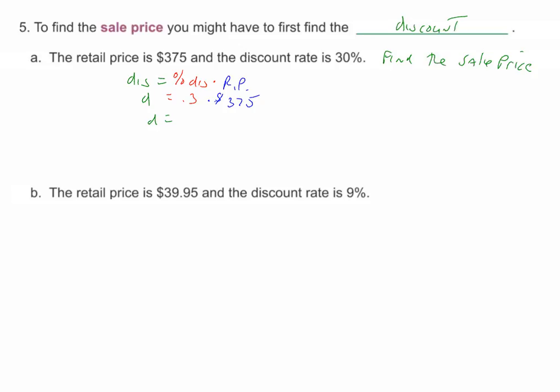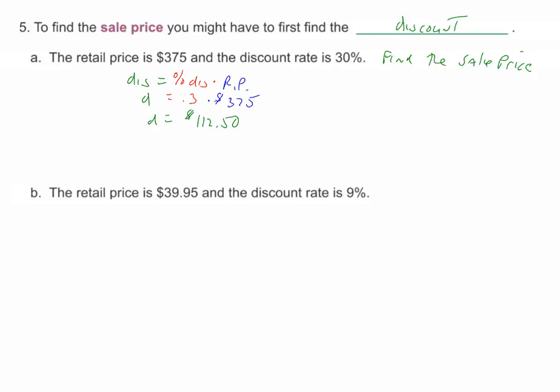Hold on. Chloe, what do you got? Talk money for me. There you go. Right? It's money, so talk money. $112.50. And that's our discount.